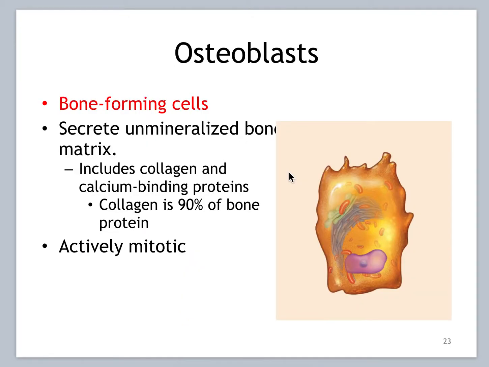Osteoblasts. This should sound familiar. We talked about osteoblasts when we talked about the cells of connective tissue. Remember, blast cells are the immature form of the cells that secrete the matrix. So osteoblast cells are bone-forming cells. They secrete an unmineralized bony matrix, so they secrete what would later become the hard substance of the bone. It's a matrix including collagen and calcium-binding proteins. These cells are highly mitotic, so they reproduce by mitosis. Remember, osteoblasts build the bones. They form the bones.